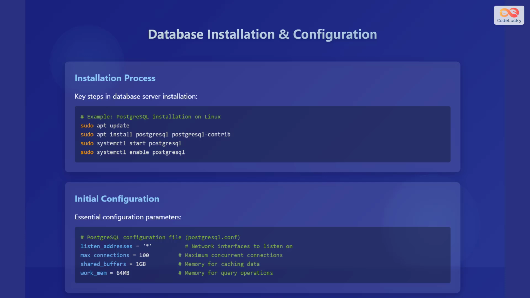Once the installation is complete, it is essential to configure it. Configuring includes essential parameters such as listen_addresses, which specifies the network interfaces to listen on. max_connections is the maximum number of concurrent connections, shared_buffers is the memory allocated for caching data, and work_mem is the memory used for query operations.